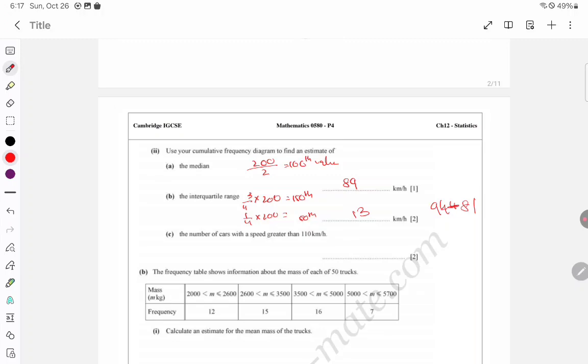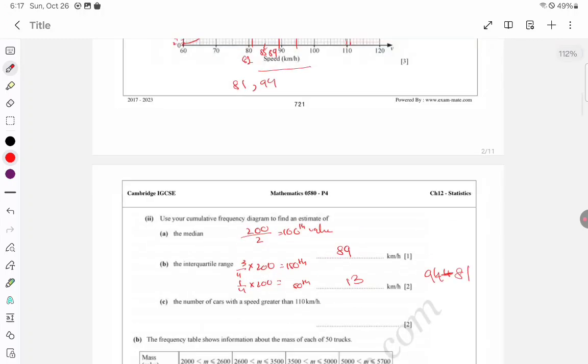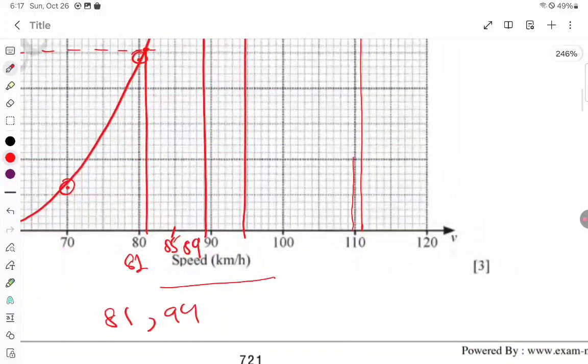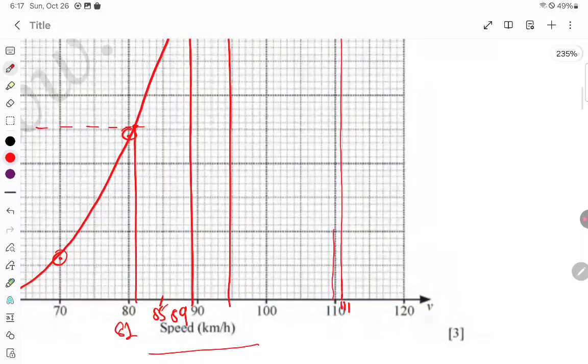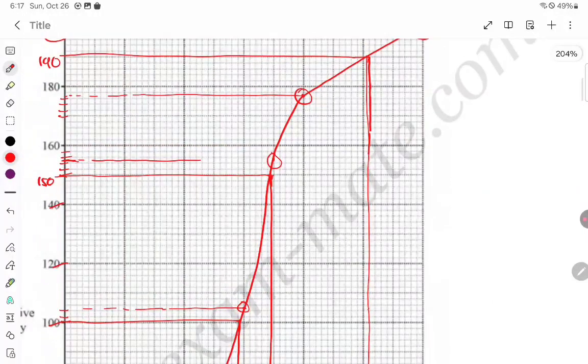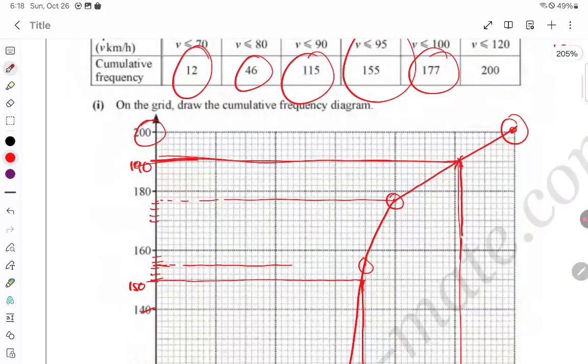In part C, the number of cars with a speed greater than 110 kilometers per hour. For 110 kilometers per hour above, we can consider 111 kilometers per hour if we move straight on the y-axis. So here it cuts the graph, moving now straight to the x-axis, and it gives you the value of here 190, and this is 200.